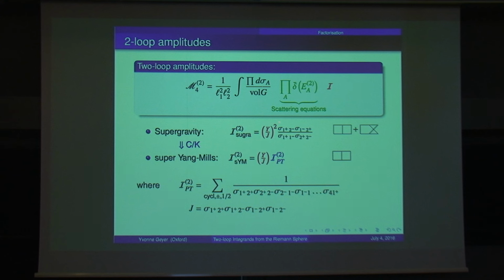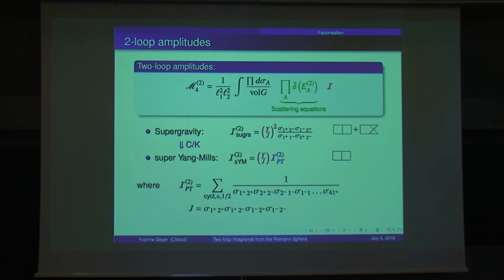Now we get a beautiful y over j squared. Here y is exactly the same factor that I told you about before, and j is basically just a Jacobian that comes from the coordinate transformation that we've done to cut down to the Riemann sphere. Now you see there's another factor sitting in here. What this factor does is it removes exactly the unphysical poles that we don't want.